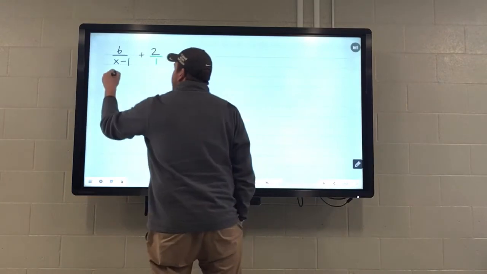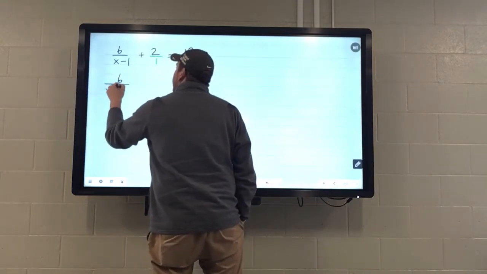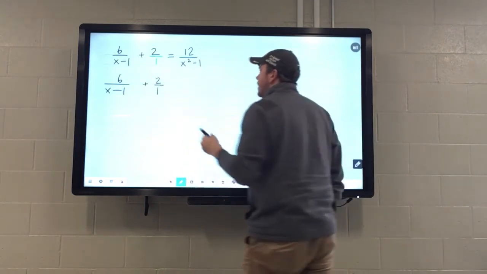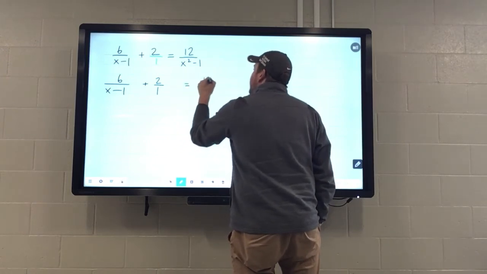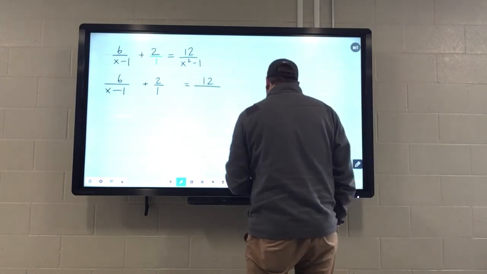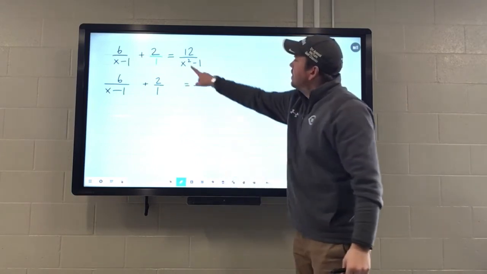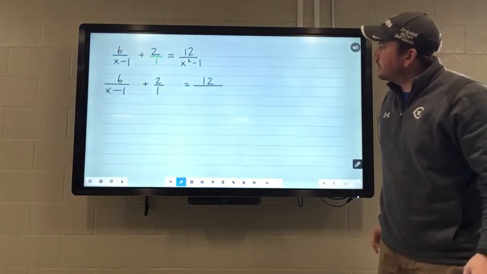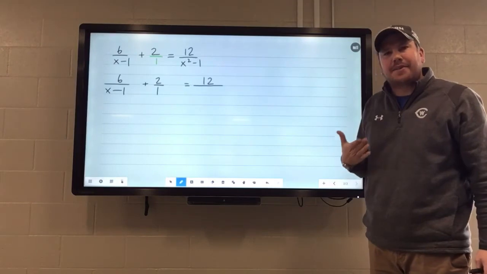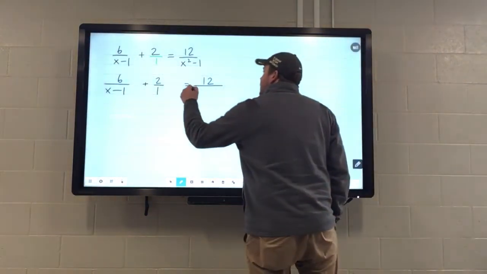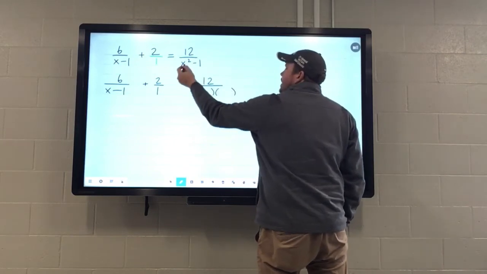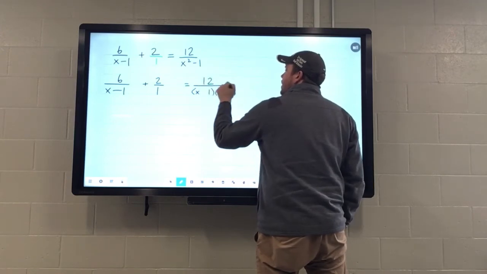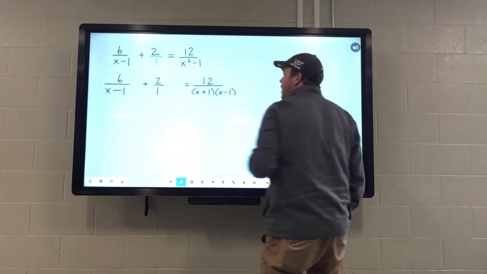So here's what we're going to do. We're going to rewrite this. 6 over x minus 1 plus 2 over 1, again not necessary, but just to help us see. And then this term. What you should notice, x squared minus 1, I have a perfect square minus a perfect square. Okay? It's a perfect square minus a perfect square, meaning this is a special pattern. It's difference of squares. To factor difference of squares, we take the square root of the first term, put it here and here. We take the square root of the second term, we put it here and here. We make one plus, and we make one minus.